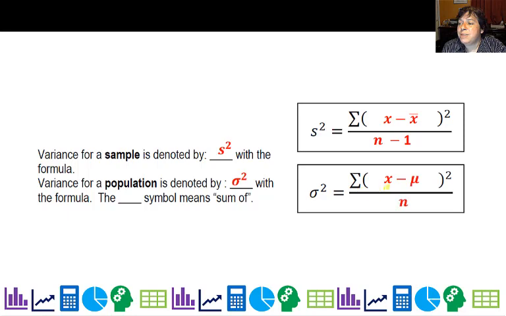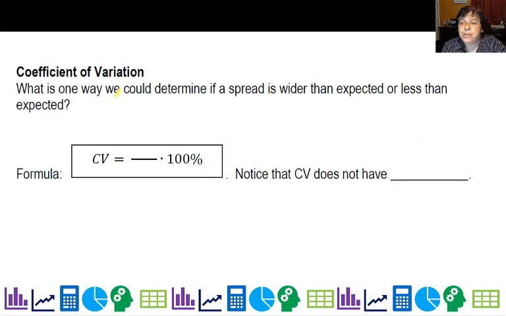And the formula is x minus mu, because I have the population parameter instead of just the sample statistic, and I'm dividing by n for the population. This symbol right here means sum of, so I have to add these all up, which shows pretty well when I use a table. Now, the coefficient of variation is one way to determine if spread is wider than expected.